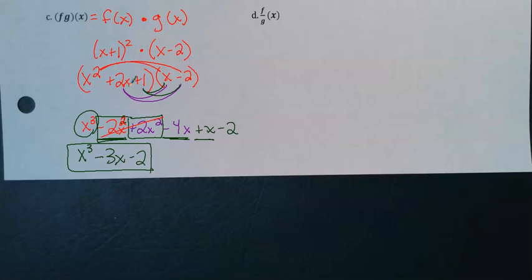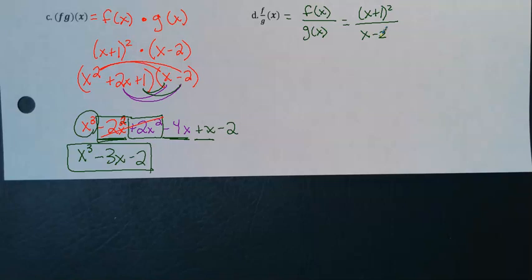All right. Then for D, we have f divided by g of x. So this is just equal to our f of x divided by our g of x. All right, so our f of x is that quantity, x plus 1 squared, divided by the quantity x minus 2.